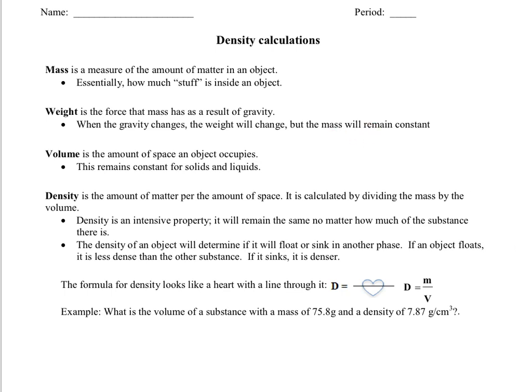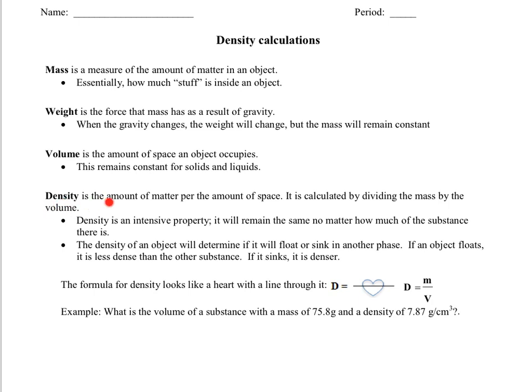For example, let's say I'm 120 pounds on Earth. If I go to the moon, gravity changes. So I'm no longer 120 pounds, but I am the same number of kilograms. I'm the same mass whether I'm on Earth or the moon, but I have a different weight. Volume is the amount of space that the object takes up. That will always be the same for solids or liquids. It does change with temperature slightly, but if we're talking about the same temperature, it should remain constant.